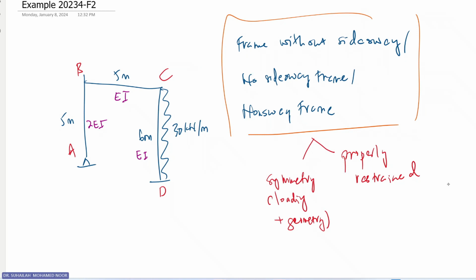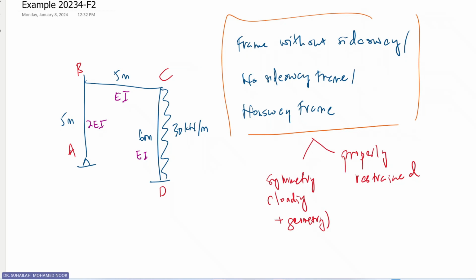Unsymmetry frame, but when it is properly restrained, means there will be a restraining force that exists due to support. So the frame cannot move sideway. So it is properly restrained. So if these two conditions occur, the frame cannot move. It is a frame without side sway, or no side sway frame, or non-sway frame.